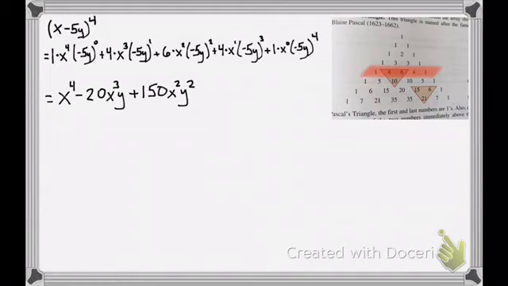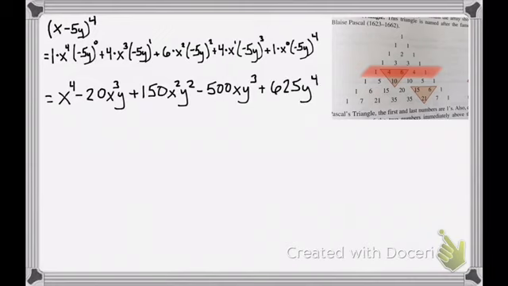For the next term, negative 5y cubed, that'll be negative 125y to the 3rd, and then when I multiply by 4, it'll be negative 500. That x is to the first power, and then y cubed. And then finally, we have 1 times x to the 0, which is 1 times negative 5y to the 4th power. That's going to be positive 625y to the 4th power.